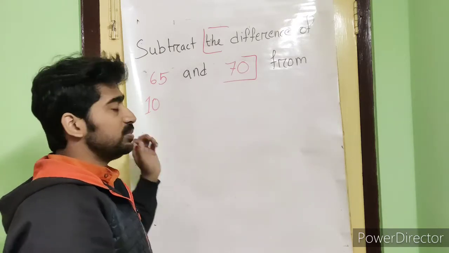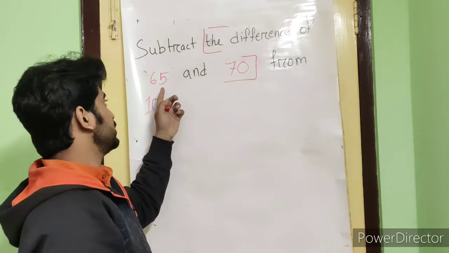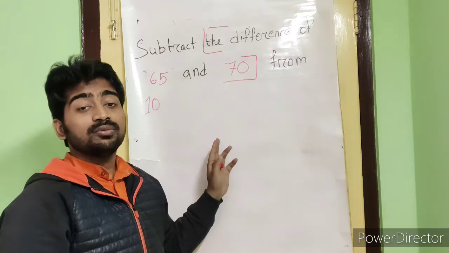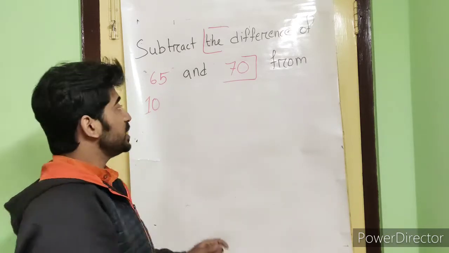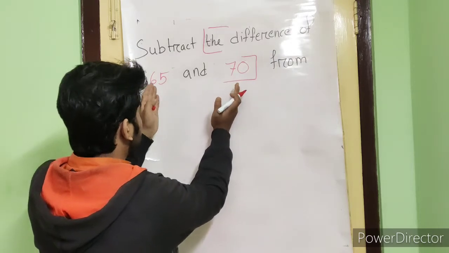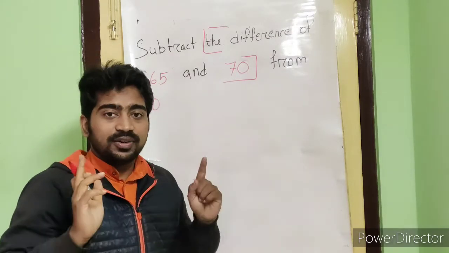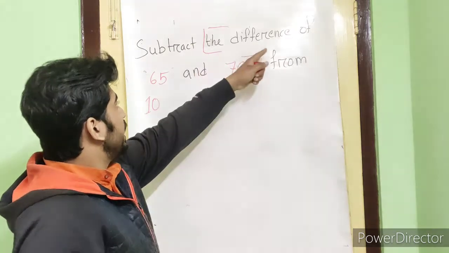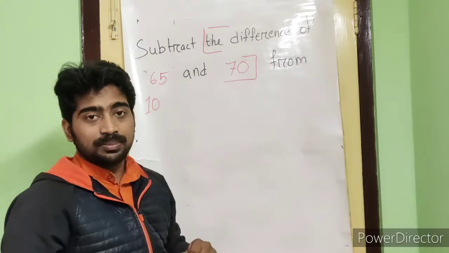Till then we can't subtract from 10. At first we need to find out the difference of 65 and 70. This one will be our first step, and the second step will be from 10. That means the difference we gather from here, it will be again subtracted from 10. So at first what to do? Don't get confused in these questions. At first we need to subtract these two, and after that we need to subtract from 10.